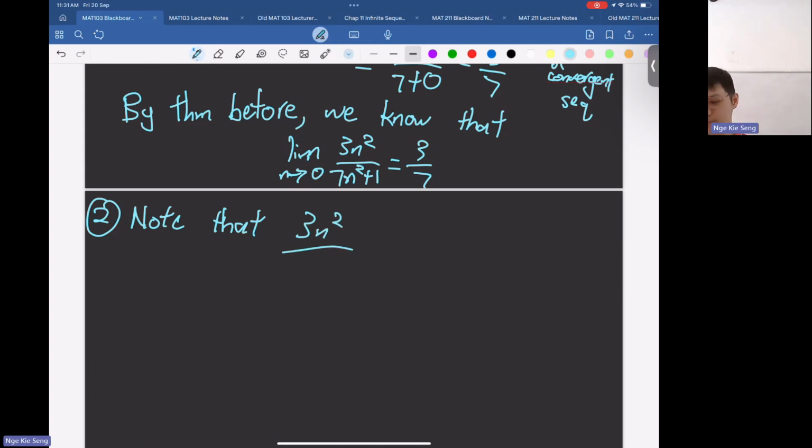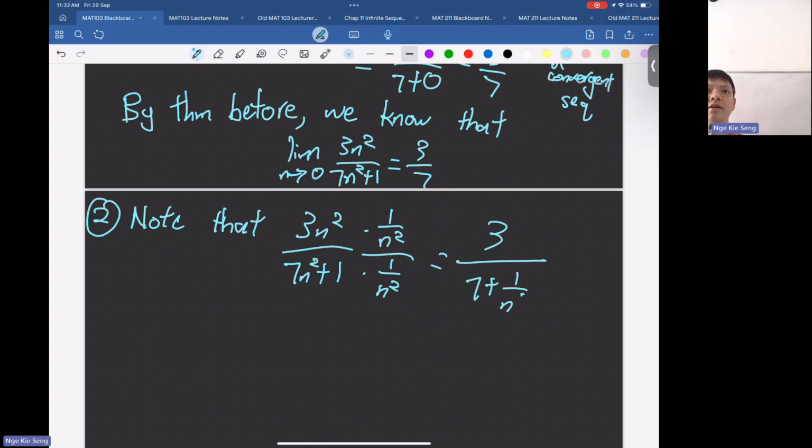We can also do the same trick immediately on the sequence, not on the real function. So we do it immediately on the sequence. Okay, so what do we get? 3 over 7 plus 1 over n squared.